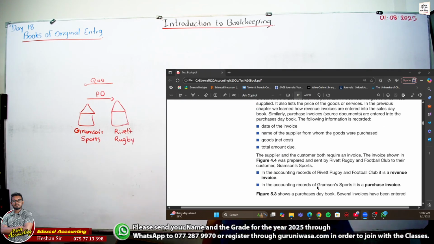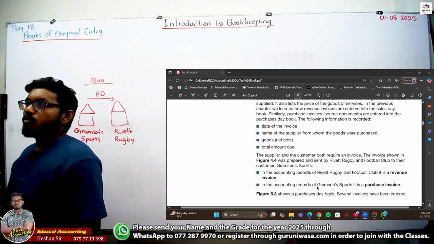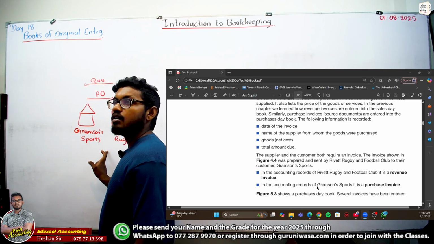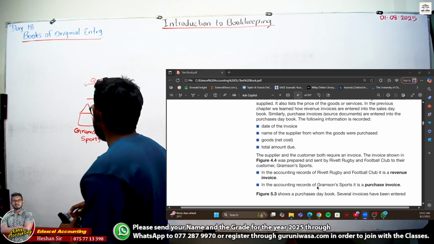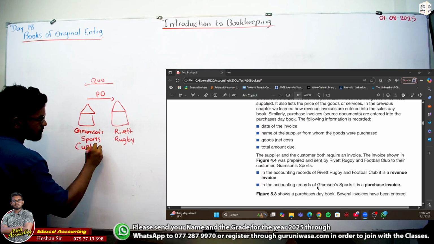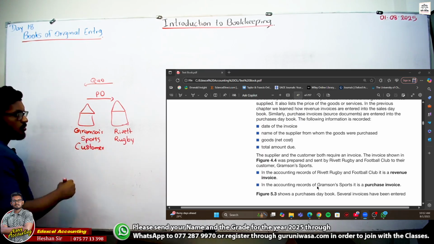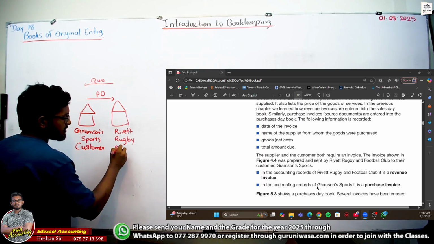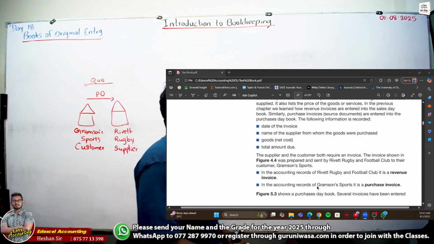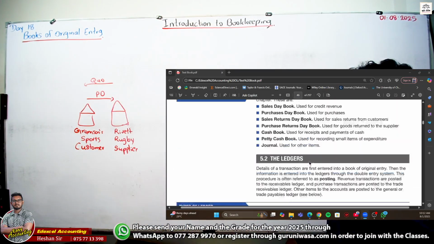The supplier and the customer both require the invoice shown in 4.4, prepared and sent by River Rugby and Football Club. Gramson Sports is the customer, right? So River Rugby is the supplier. Look here, right? Now you know I told you. First of all, right? Look here.